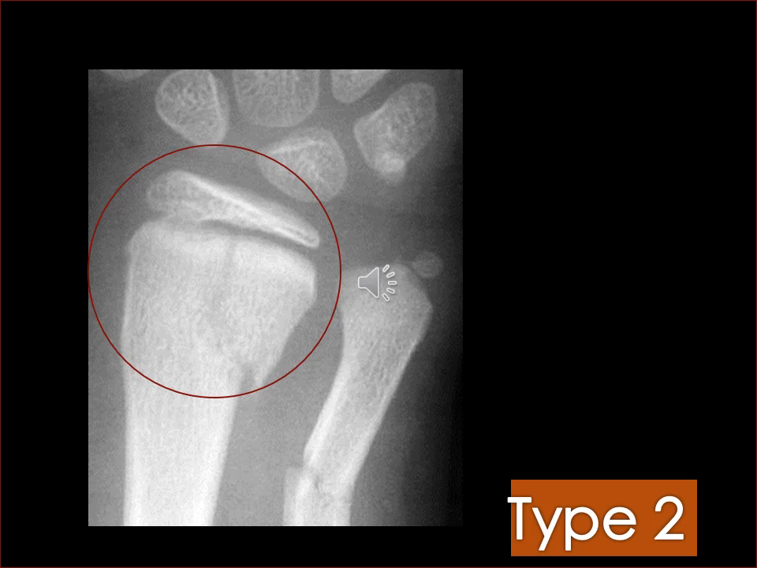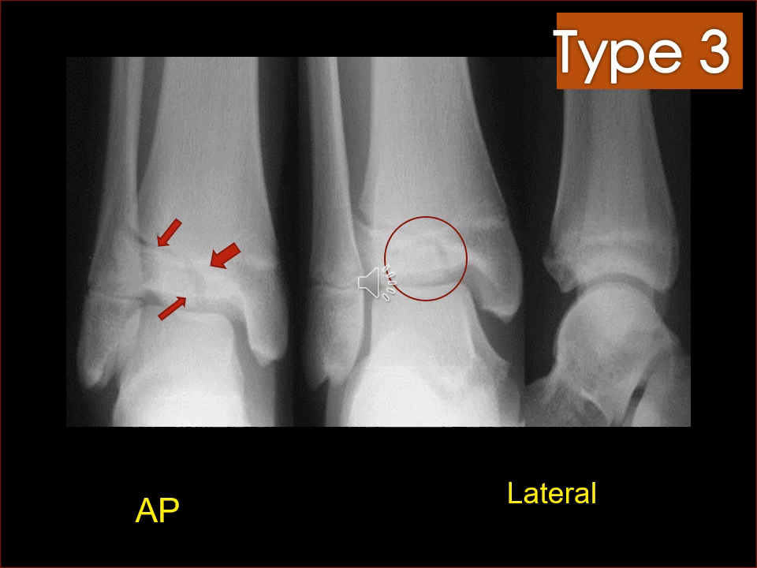You can see also the associated ulna fracture. This is a type 3 fracture, which extends through the epiphyses, and this is one of the most common sites for this injury, which is the distal tibia.